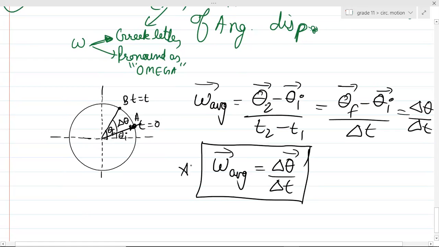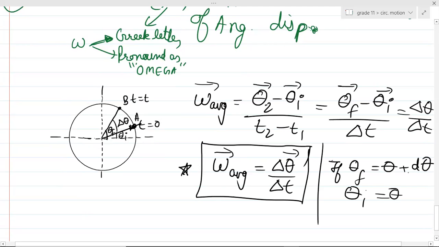Take, write this please. Similar. If I don't want the average one, if theta f is basically theta plus d theta and theta i is theta. So can you see the angle changes by a very small amount? First write till here, then we'll write that.